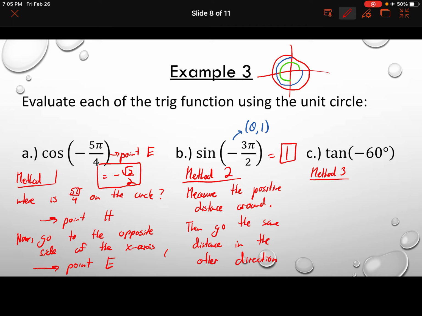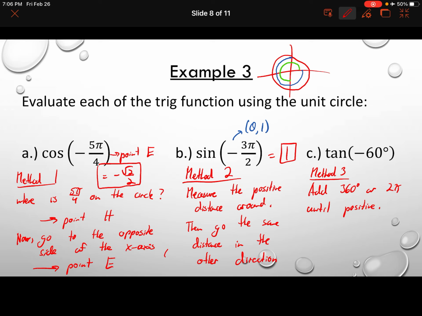So method 3 is you add 2 pi or 360, so 2 pi radians or 360, until your answer is positive. So add 2 pi or 360 to your negative angle measure until it is positive. So in this case, we have negative 60 degrees. Okay, so let's add 360 to it. Obviously, you add 360 if it's in degrees. You add 2 pi if it's in radians, until positive.